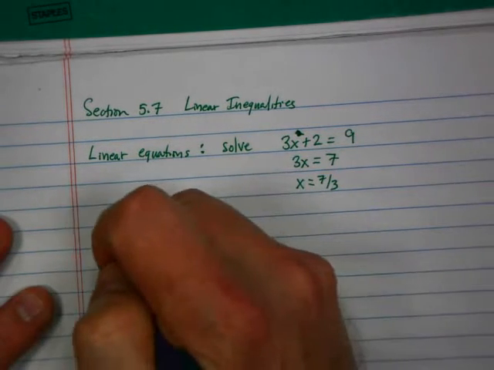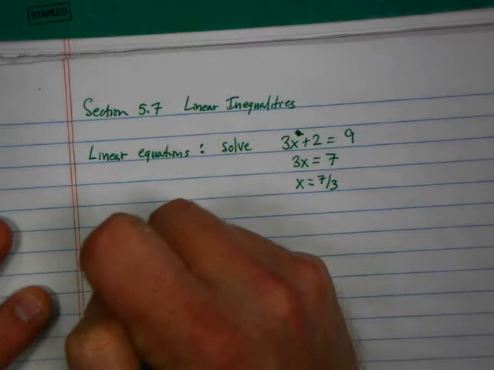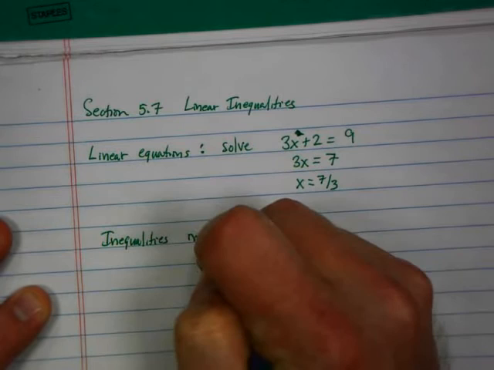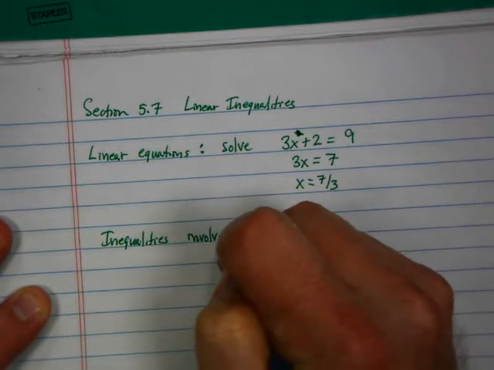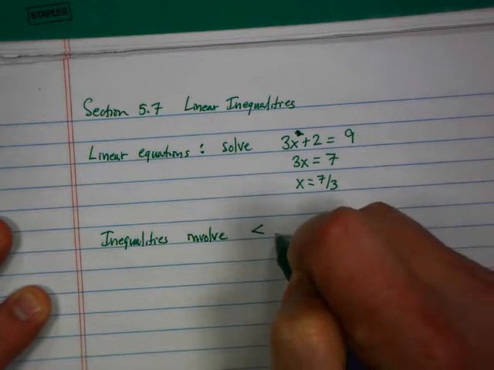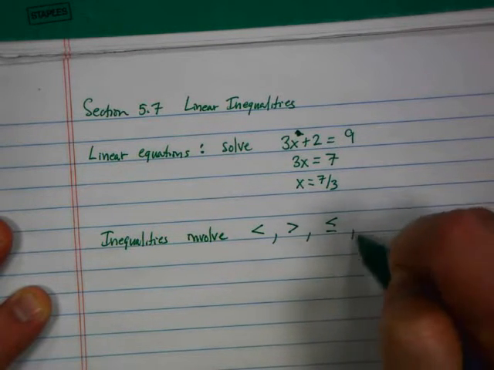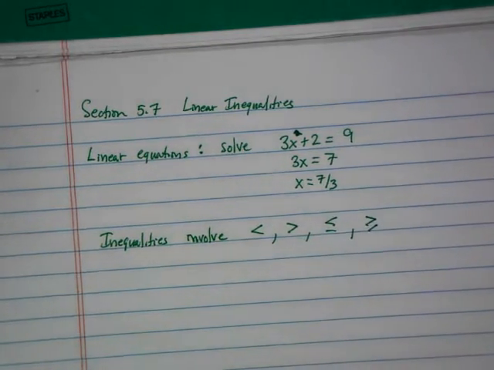So inequalities involve 4 symbols. We have the less than symbol, the greater than symbol, the less than or equal to, and the greater than or equal to. We have one of those 4 symbols.